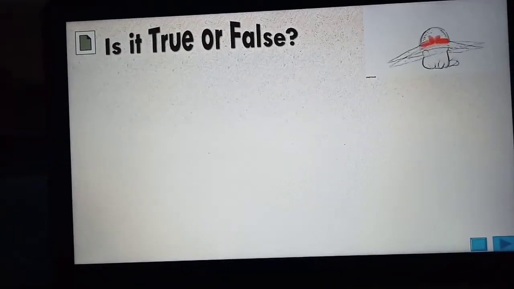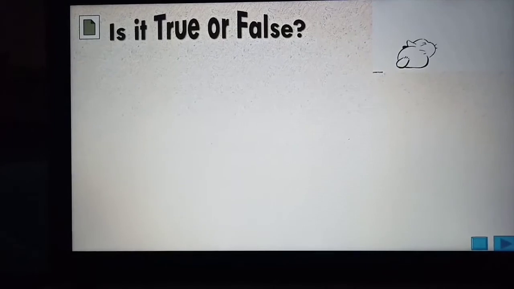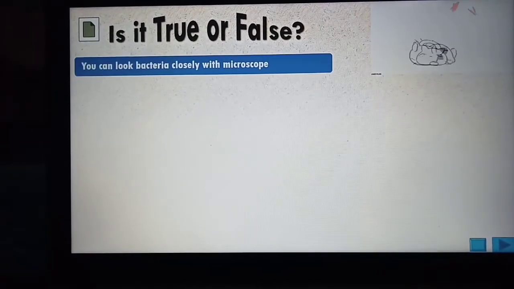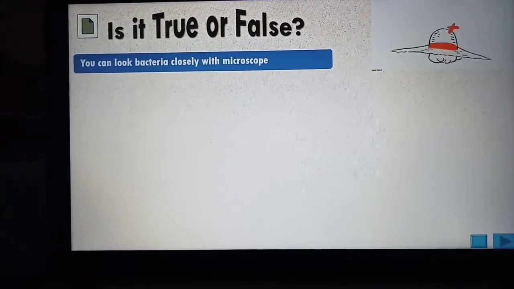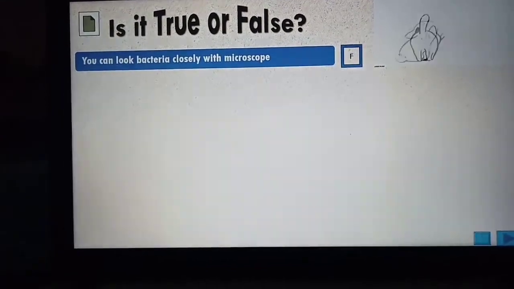Okay, next, is it true or false? The first statement, you can look at bacteria closely with a microscope. The answer is false, because even with an ordinary microscope, we have to look closely to see bacteria. According to the text, it is found in the first sentence of the second paragraph. Okay, next statement.